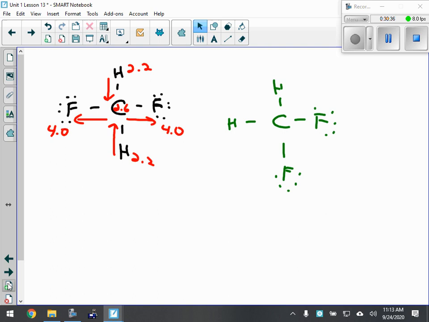Is that okay? So again, it goes back to the rules. AX4, if all the X's are the same, they have to be the same. We can switch 1, it's definitely polar. We can switch 2, we can switch 3, still going to be polar. If all of them are the same, then it's non-polar. Okay, does that make sense?